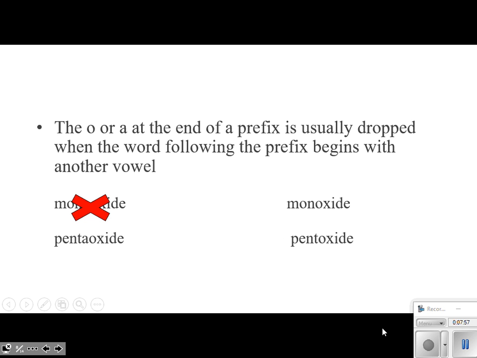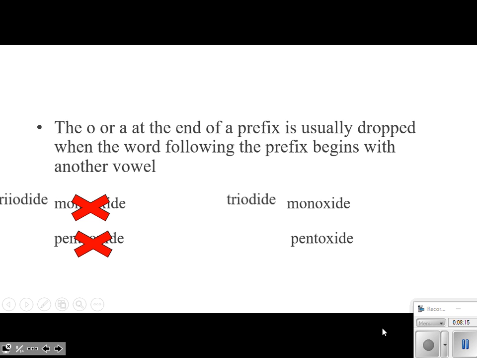Whoa, whoa. Pentaoxide or pentoxide? Well, obviously, I spilled the beans. The pentaoxide is wrong. It's pentoxide.